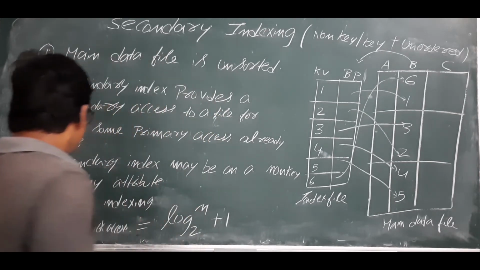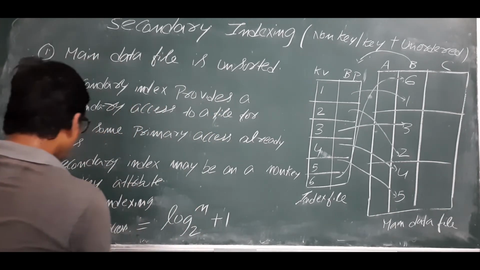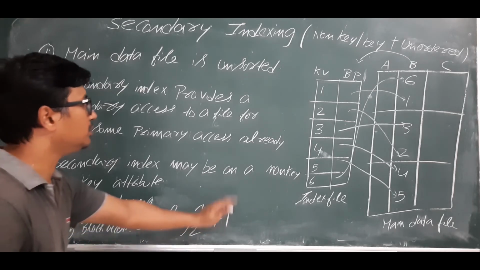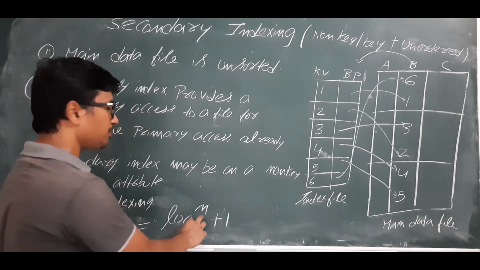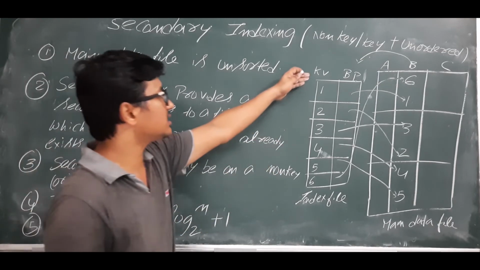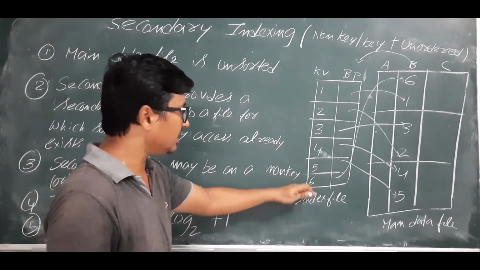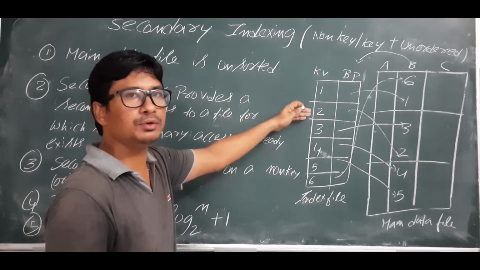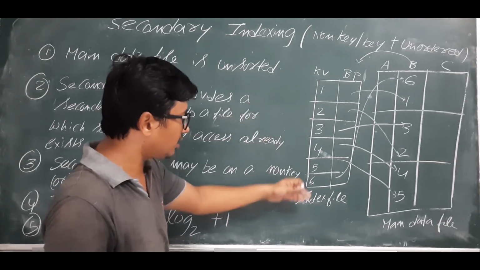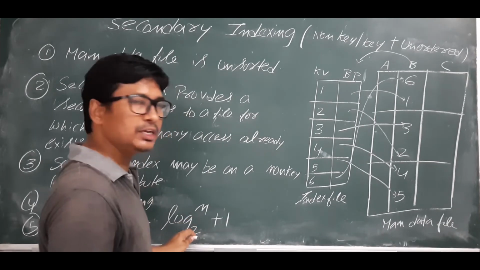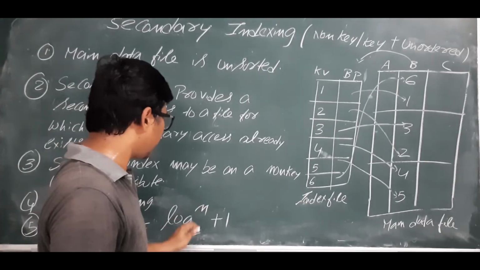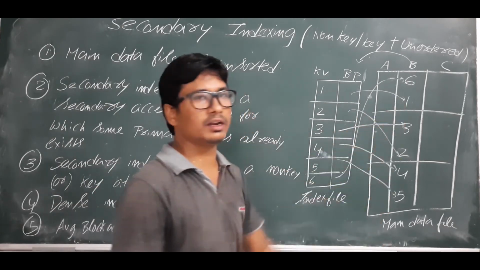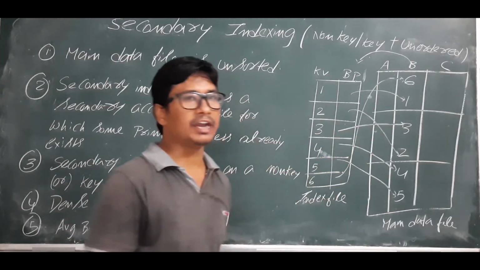Okay, now the average block access is equal to log n base 2 plus 1. What does this n represent? n represents the number of blocks in the index file. Because if I have n blocks in the ordered index, I can access them using binary search. So log n base 2, then plus 1 is for accessing the block in the data file.